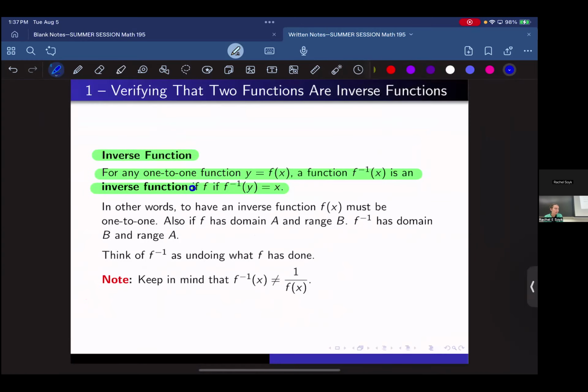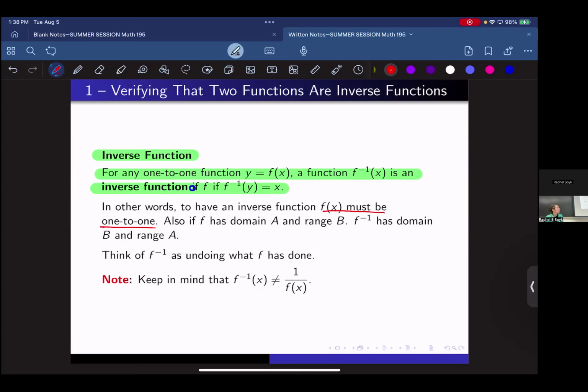So sounds a little confusing. All you have to think about is if it passes the horizontal line test, you can find the inverse, and the inverse switches your x's and y's. And we'll do some fun examples in a moment highlighting that. So then to have an inverse function of f of x, it must be one-to-one. It's a very, very crucial requirement. So it has to pass that horizontal line test.